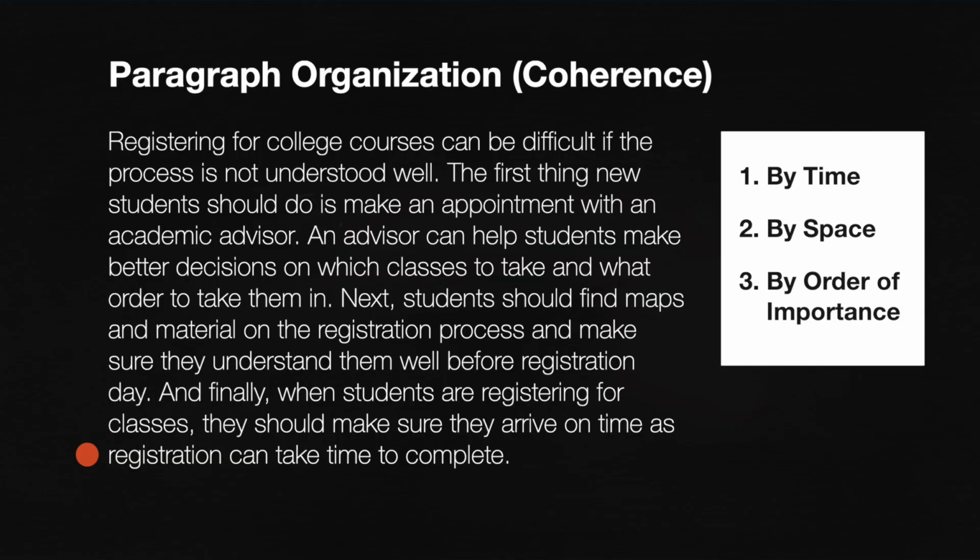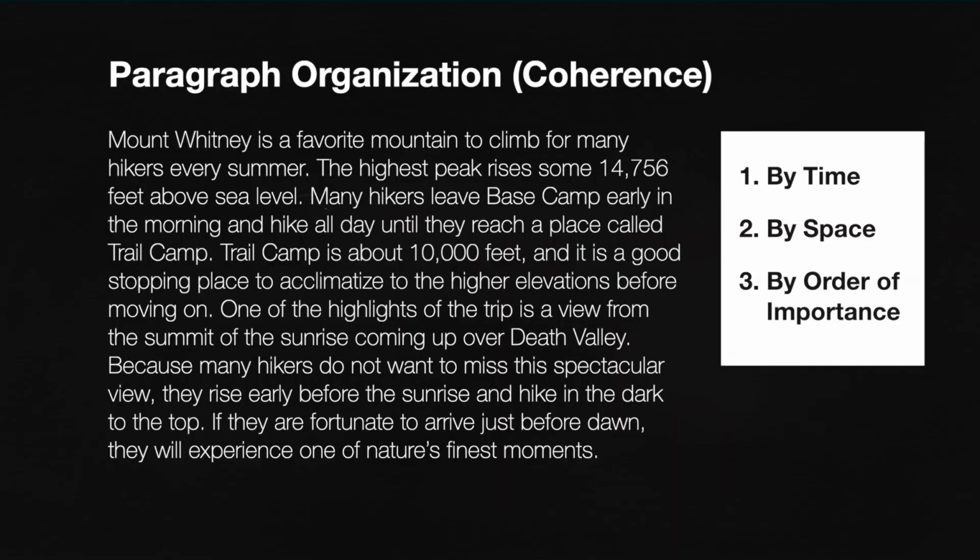take time to complete. Now, the writer in this paragraph is using words such as the first thing, next, and finally. He is walking us through the steps that are important. So how is the paragraph organized? By order of importance. Let's read our second paragraph now.